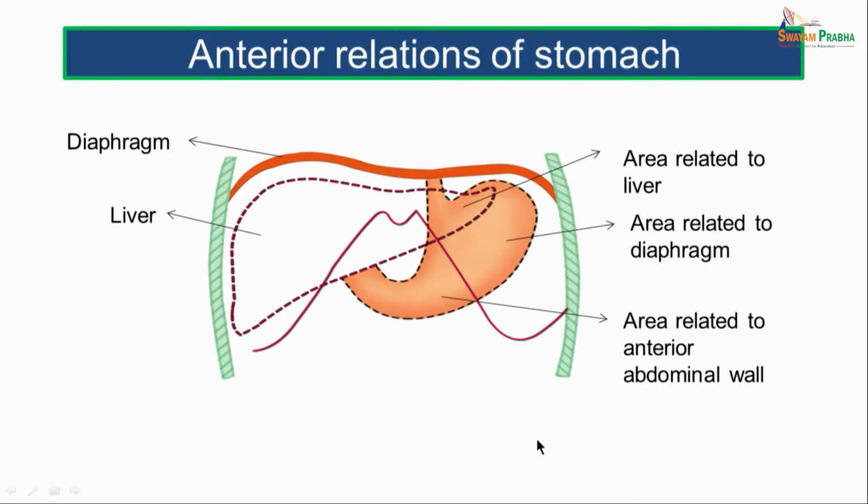This is a picture which shows us the anterior relations of the stomach, formed by the left lobe of liver and part of the quadrate lobe of liver, then a large area which is formed by the diaphragm and an area which is directly lying behind the anterior abdominal wall. These three, liver, diaphragm and anterior abdominal wall, form the anterior relations of the stomach, and in case the stomach is completely empty, then yes, the transverse colon also forms an anterior relation.